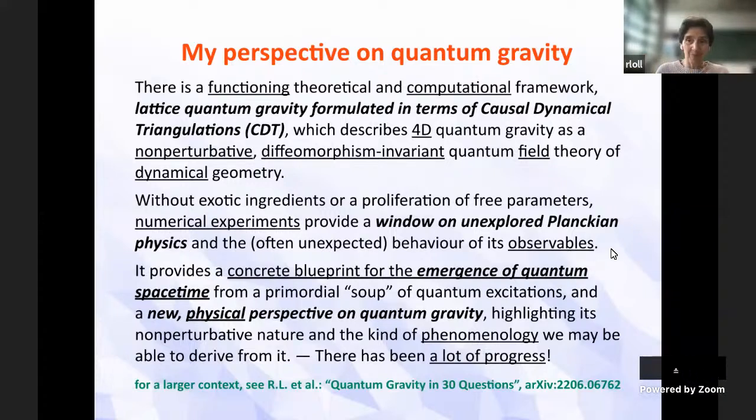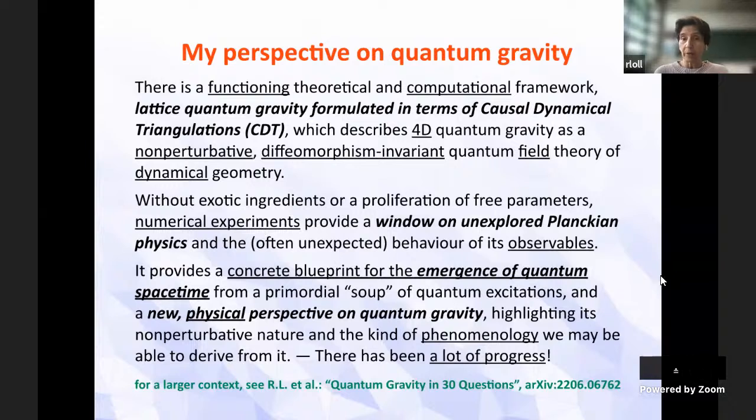Of course, there are lots of interesting things to be said about lower dimensional toy models, but this talk is focused on 4D. Non-perturbative is really very essential. Diffeomorphism invariant is what makes gravity special compared to something like gauge theories. And it's not quantum mechanics, but a quantum field theory. And again, different from other theories, geometry is dynamical. So there's no fixed background anywhere.